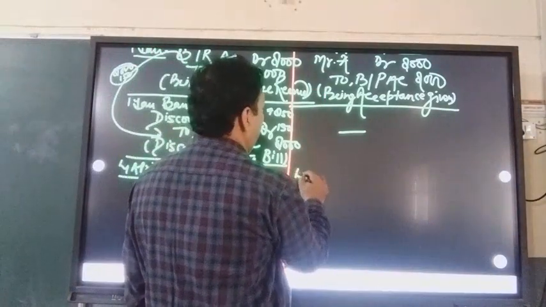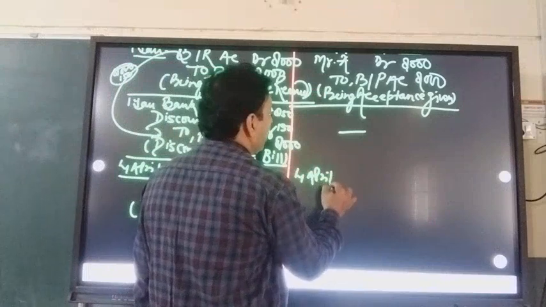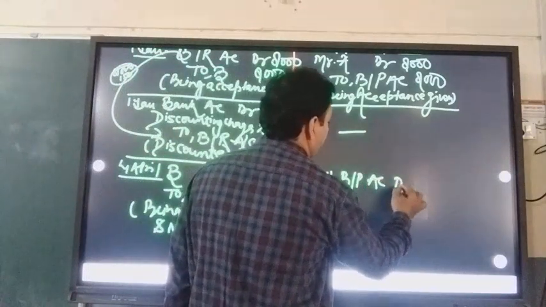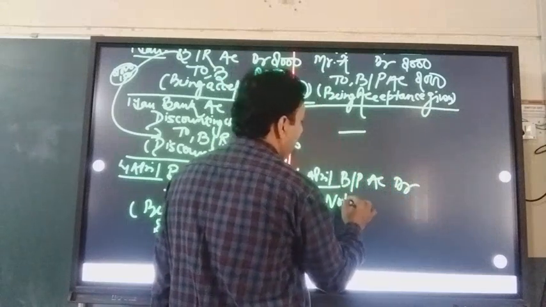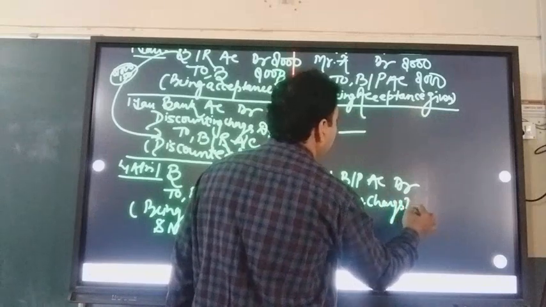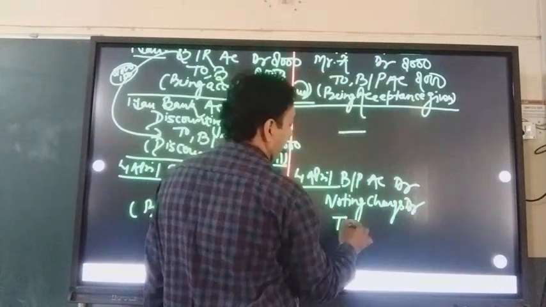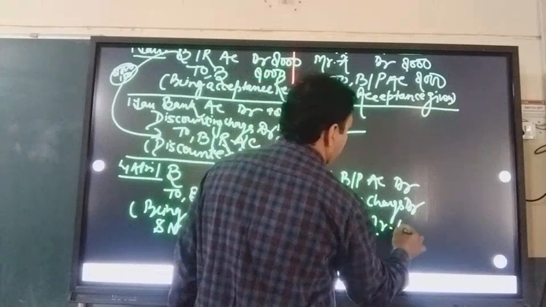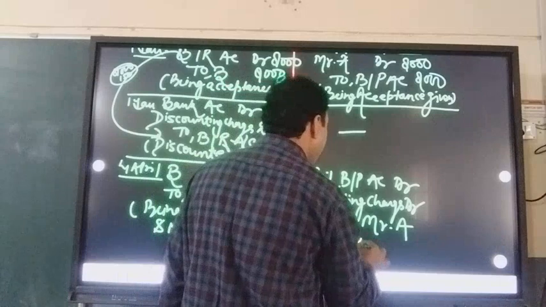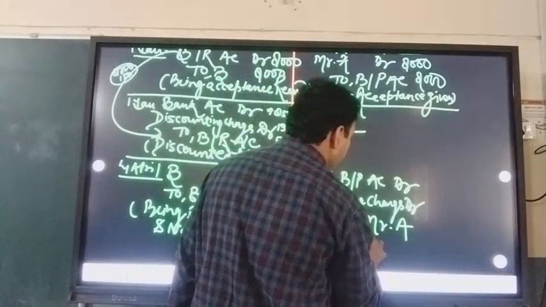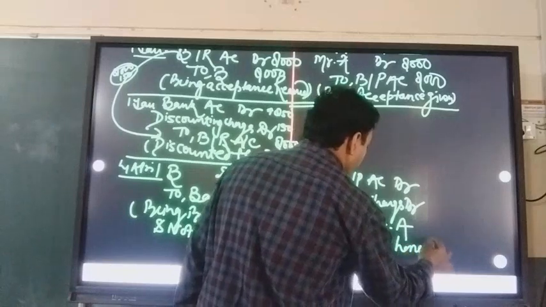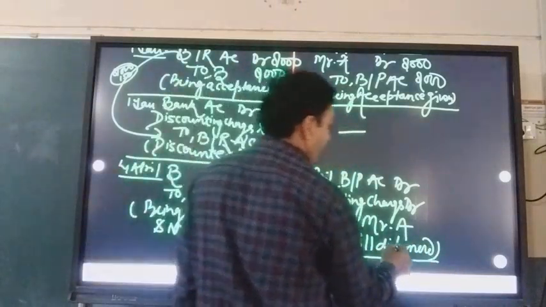ऑन द सेम डे 4th April, ऑन द ड्यू डेट, ही राइट द एंट्री बीपी अकाउंट डेबिट, नोटिंग चार्जेस डेबिट. इनकी बुक्स में नोटिंग चार्जेस रहेगा. और द जस्ट अपोजिट एंट्री टू मिस्टर ए. यहाँ पे यू हैव टू राइट द नरेशन हियर बीइंग बिल डिसऑनर्ड एंड नोटिंग चार्जेस पेड.